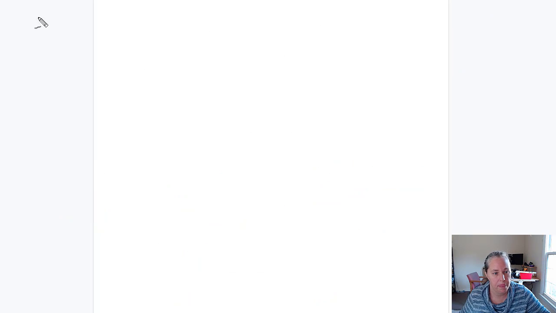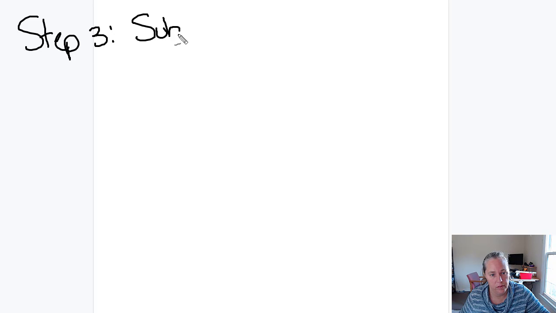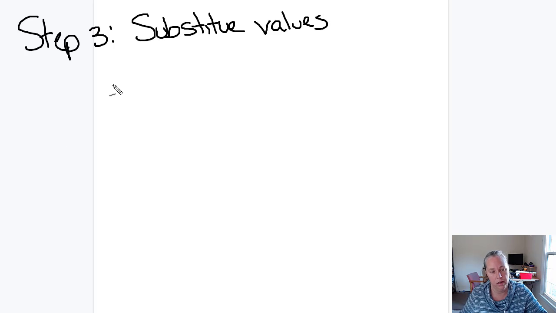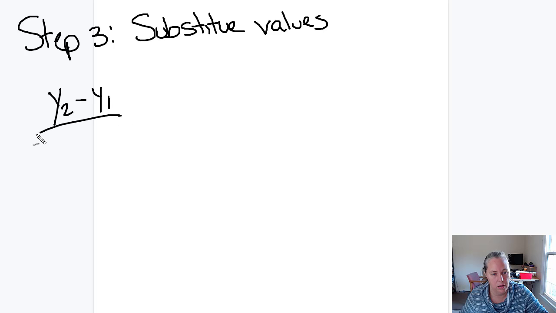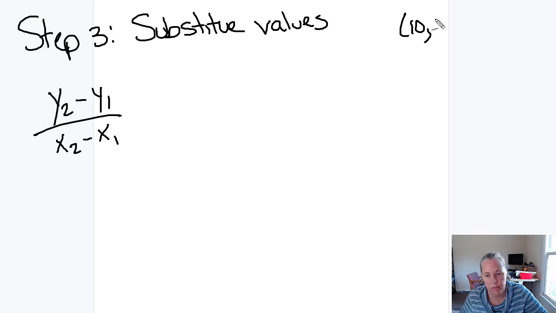Step 3 is substitute values. Some people like to just write them in. Some people like to do a box. I'll show you how to do the boxes in class. Okay, so y sub 2 minus y sub 1 over x sub 2 minus x sub 1. And we had the points (10, 500) and (30, 700). And we had them labeled x sub 1, y sub 1, x sub 2, y sub 2.